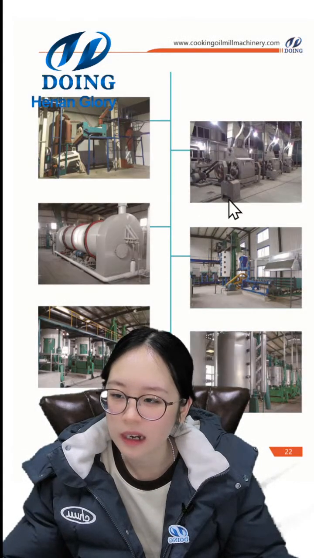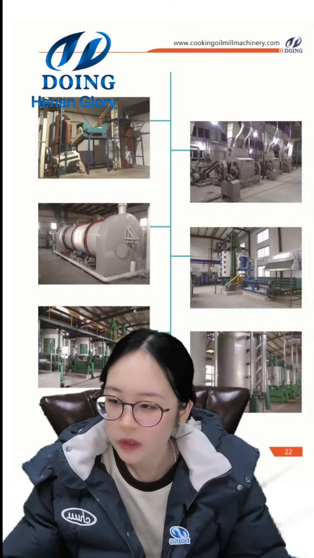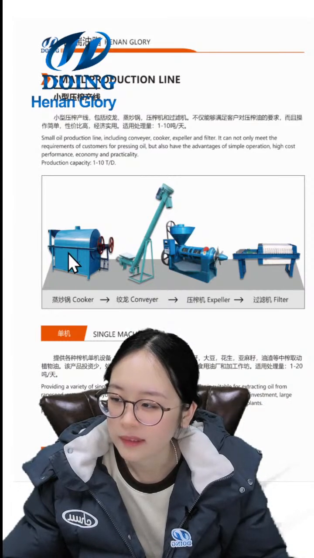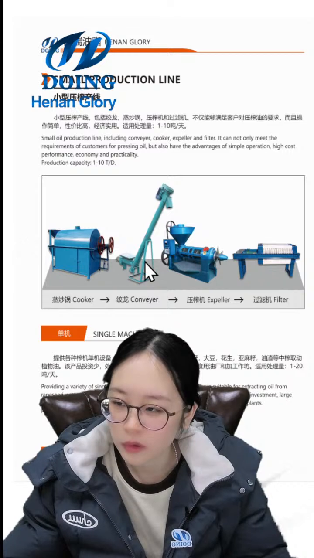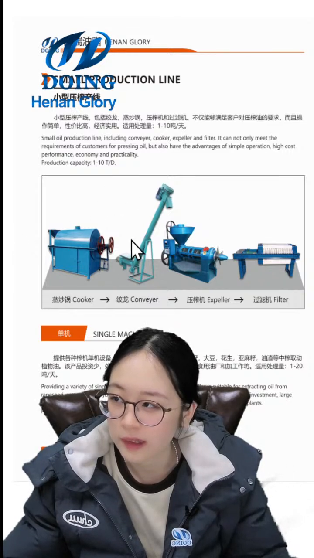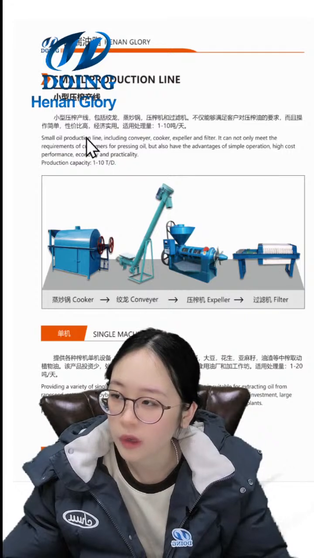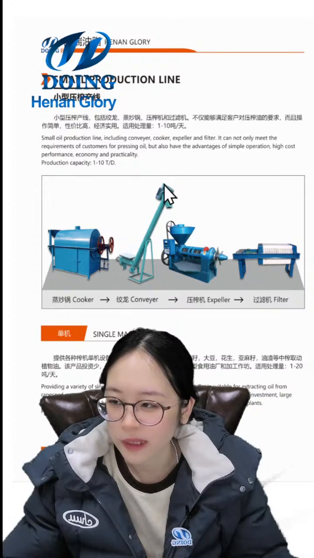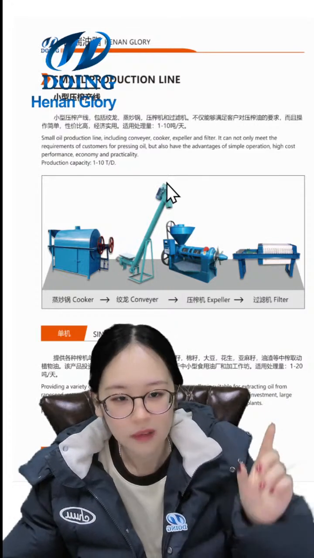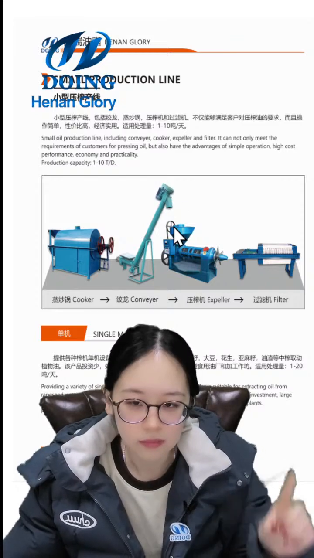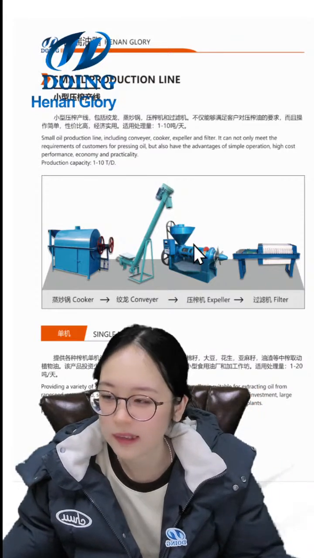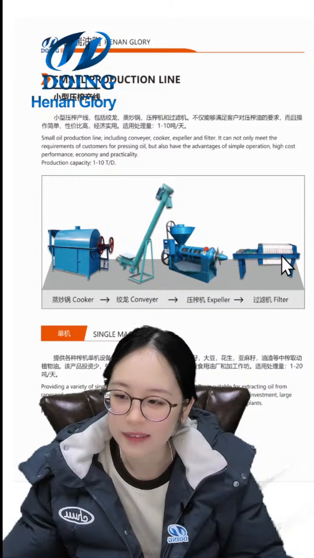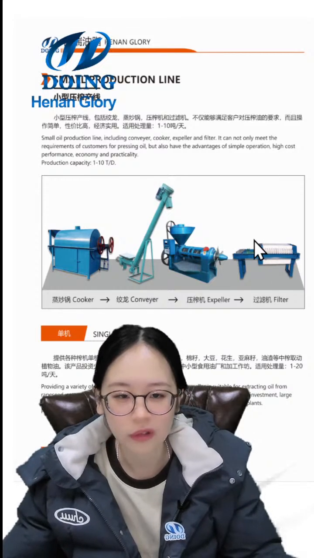Yes, these pictures are for our factory's projects, and this one is the simplest way to cook common seed oil. Only a cooker, with a conveyor carrying the seeds from the bottom to the top, and then to the expeller presser, and then it will be filtered, and the crude oil is done.